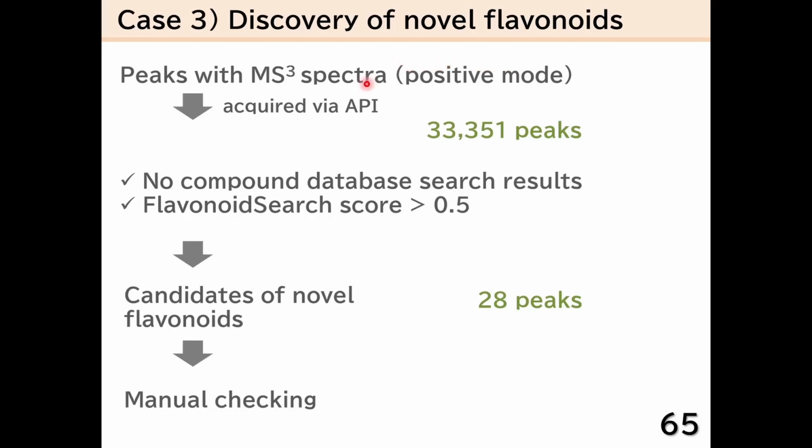Among the peaks with MS3 spectral information, I filtered the peaks with no compound search results and high flavonoid search results. So they must be the candidates of flavonoid-like compounds but never registered in the compound databases. This kind of filtering can be done in a short time using APIs. So I found a small number of peaks, only 28 peaks filtered in this condition. So I checked them one by one manually using the Food Metabolome Repository website.